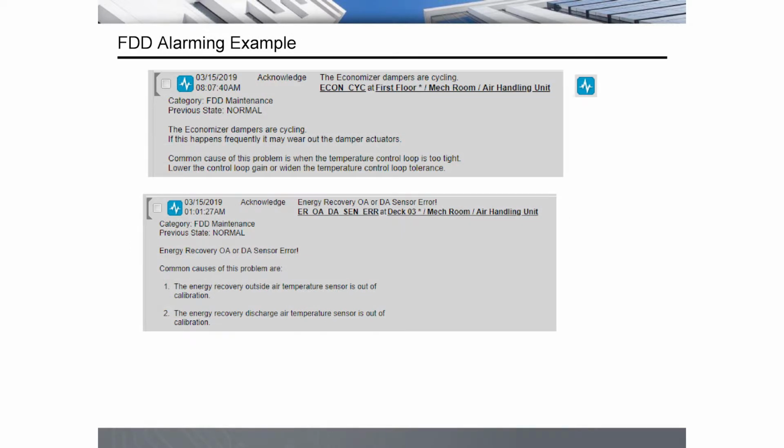This is an FDD alarming example. You can see here the economizer dampers are cycling. If this happens frequently, it may wear out damper actuators. Some common causes: the temperature control is too tight. The control loop gain needs to be widened for the temperature loop tolerance. So it gives you something to go look at in the system.